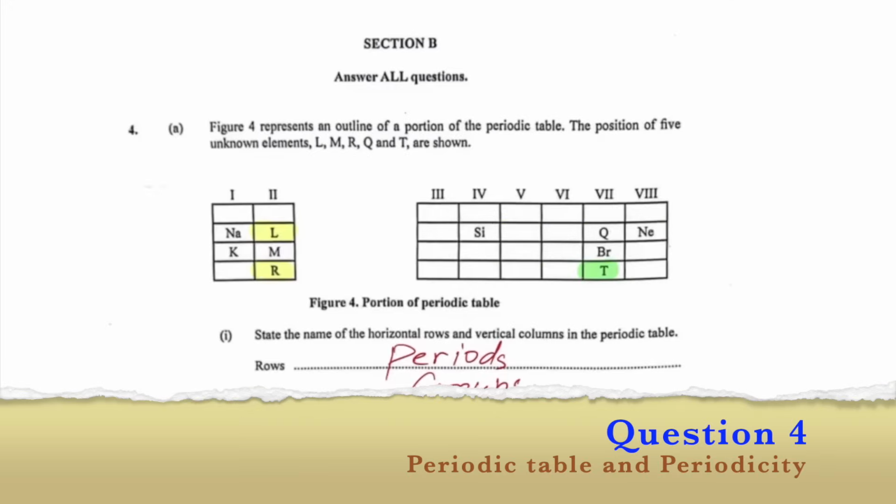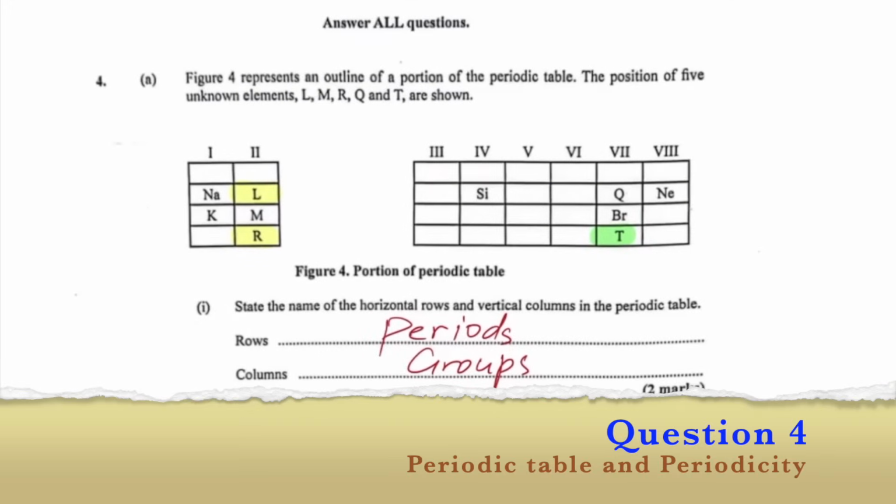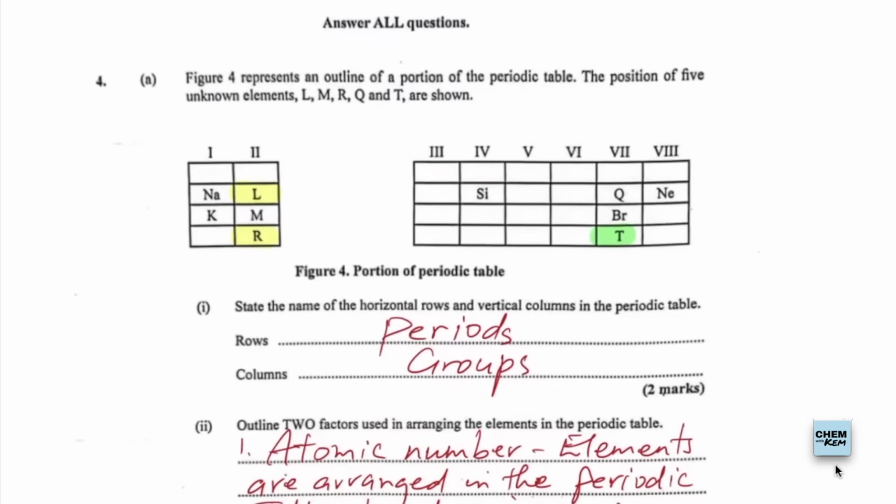So we move on to question 4. This is from periodicity, periodic table and periodicity. Figure 4 represents an outline of a portion of the periodic table. The position of 5 unknown elements L, M, R, Q, and T are shown. M is there as well. Not sure if they're going to make mention of M. All right, L, M, Q is here over in that group 7. T is there as well.